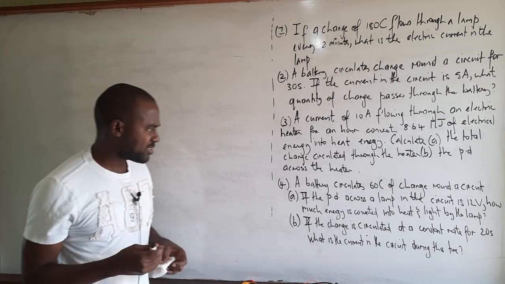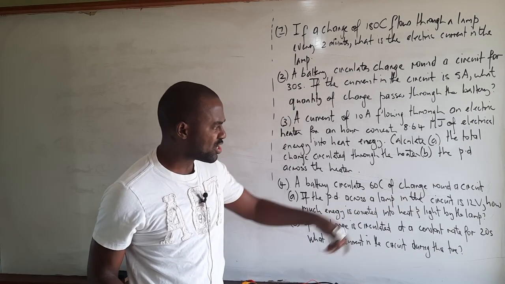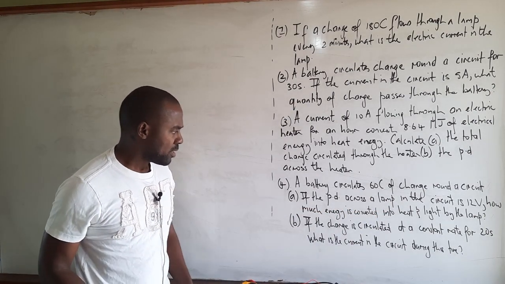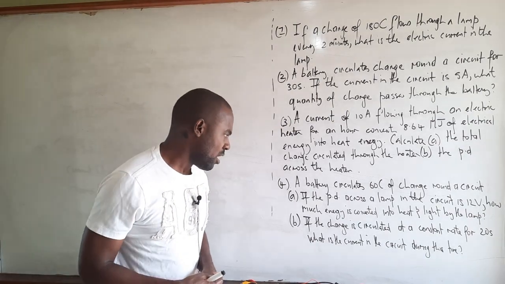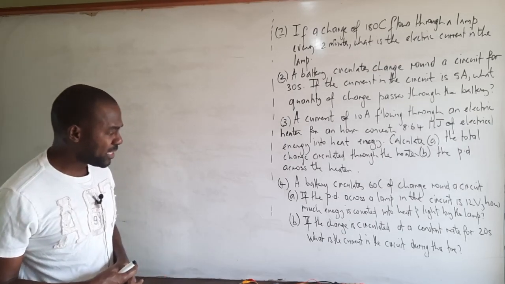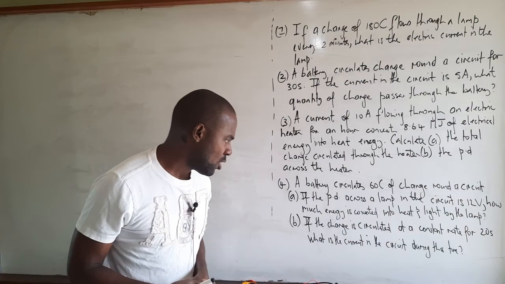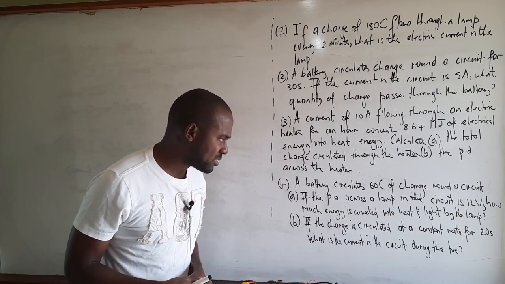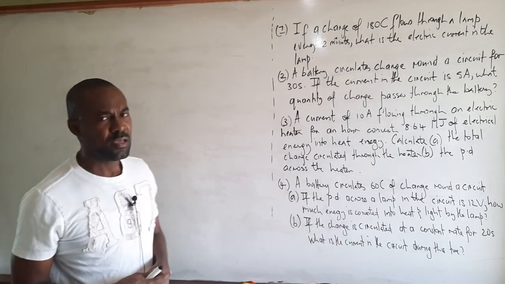Now question 4 says a battery circulates 60 coulombs of charge around the circuit. A, if the PD across a lamp in the circuit is 12 volts, how much energy is converted into heat and light by the lamp? And B, if the charge is circulated at a constant rate for 20 seconds, what is the current in the circuit during this time? So let's read the question again, and this time we'll write down the information that we're given in the question.